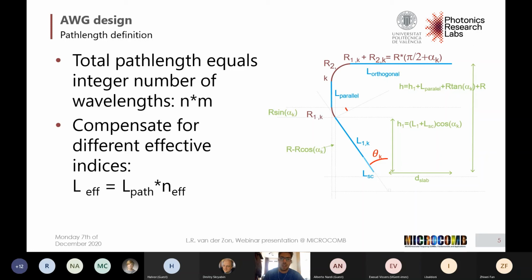On the right-hand side, you see how you can calculate the path length. This is basic toroidal geometry, so I will not go into much detail for this one, but if you're interested, I can share any considerations, etc.